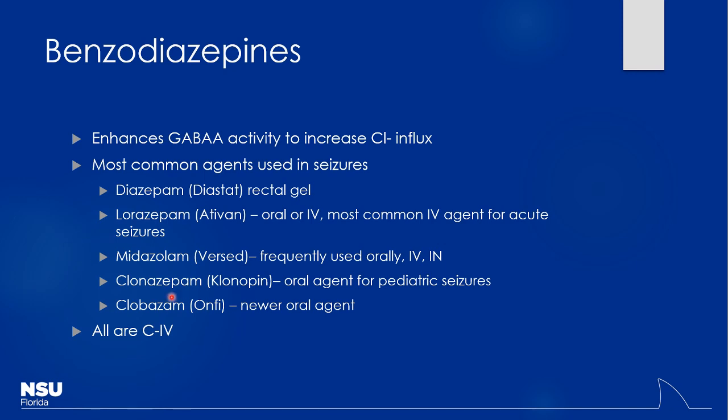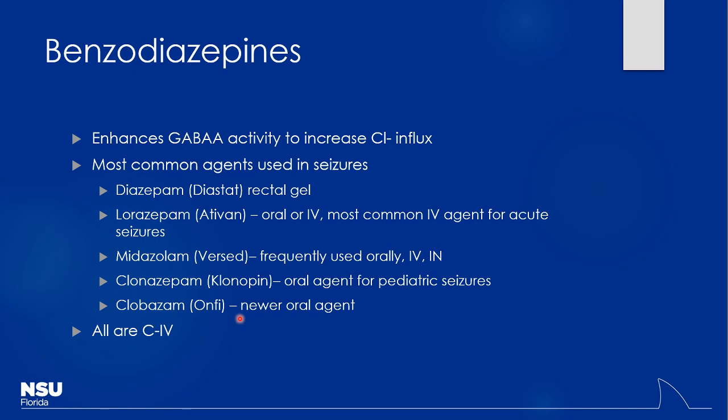Okay, clonazepam, we see this used pretty frequently for a lot of pediatric seizures. You may see adults using this for chronic anxiety. And then here's a new one called clobazam, or Onfi. That's a newer oral agent. I'm seeing a lot of kids being transitioned over to it by some of our neurologists.